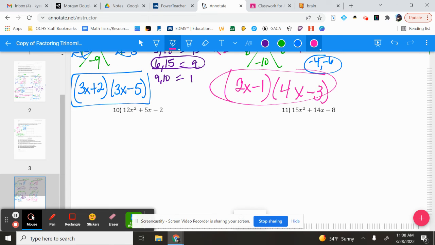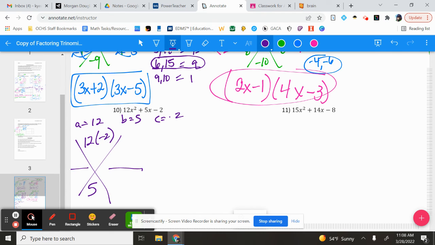Finally, for these last two, again, list your a, b's, and c's. A equals 12, b equals 5, c equals negative 2. Put that into our big bottoms up. 12 times negative 2 on the top, 5 on the bottom. Remember, each factor needs to be divided by my a value, which is 12. So 12 times negative 2 gives me negative 24. When my top number is negative, my bottom number is positive. Anytime my top number is negative, I've got a positive and a negative, which means as I'm making my factor list over here, I'm going to subtract these two values.